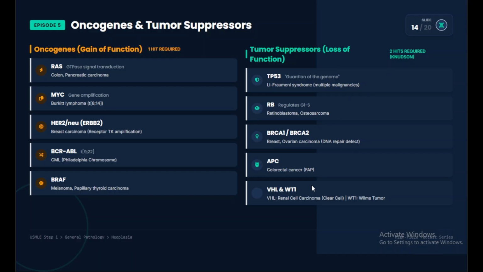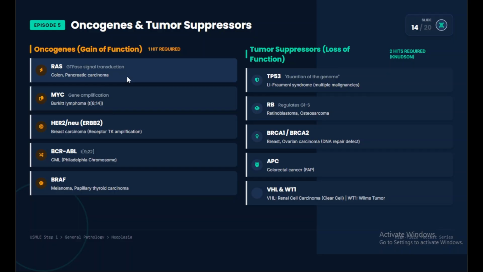Oncogenes are simply the gas pedal of cancer. Only one hit is required: just one allele needs to be mutated to cause cancer. First, there are the RAS genes, which are GTPase signal transduction genes, seen in colon cancer and pancreatic carcinoma.